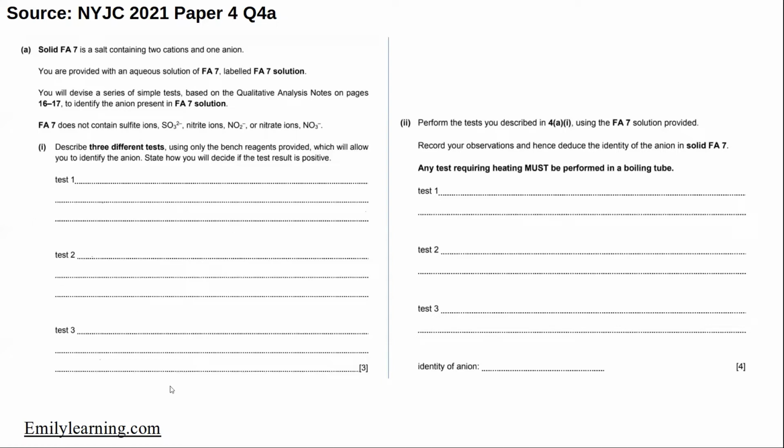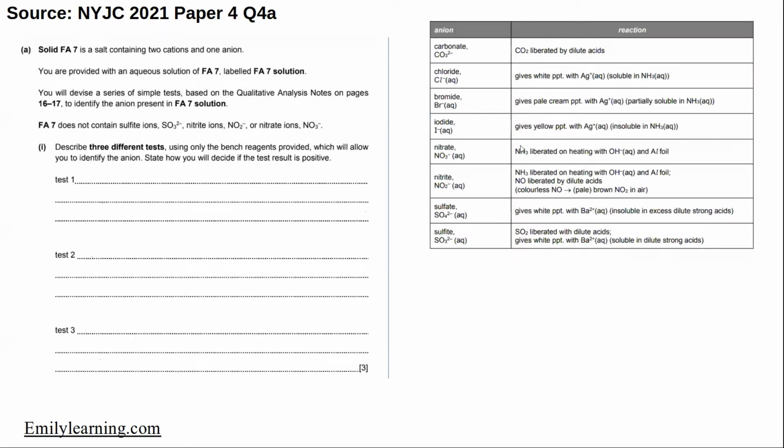Okay, so now in order to describe these 3 different tests, we will refer to our qualitative analysis notes. And in particular, we'll be looking at the portion on the anions. So let me bring that out. All right, so this is the test for anions that can be found in the qualitative analysis notes. So these are the anions that are in your syllabus: carbonate, chloride, bromide, iodide, nitrate, nitrite, sulfate, and sulfite. And from here, we know that we can eliminate the sulfite, nitrate and nitrite. So in other words, what we are left to test will be your carbonate, chloride, bromide, iodide, as well as sulfate. So let's take a look at the test to see how we can lump these 5 tests into 3 tests.